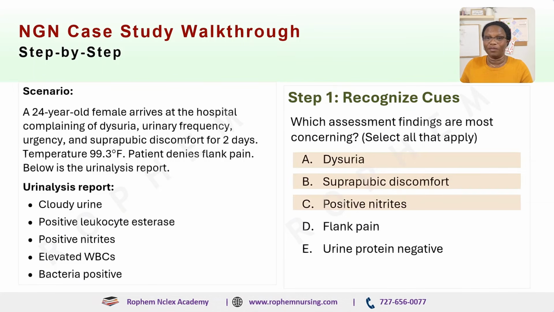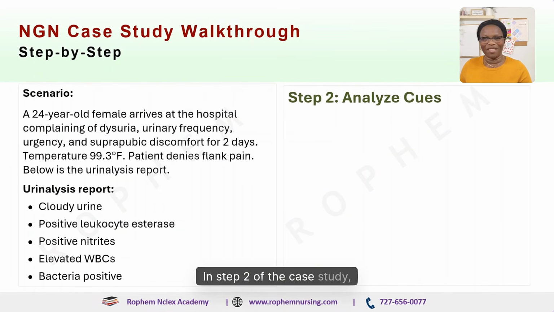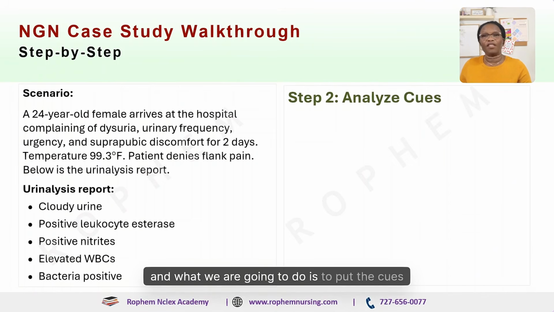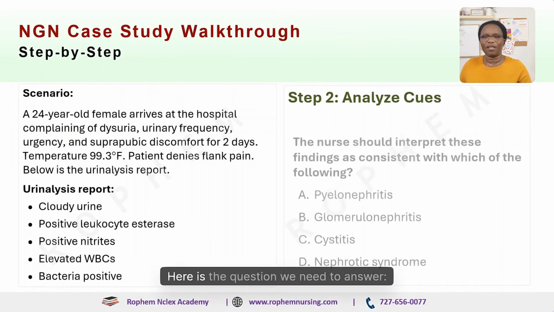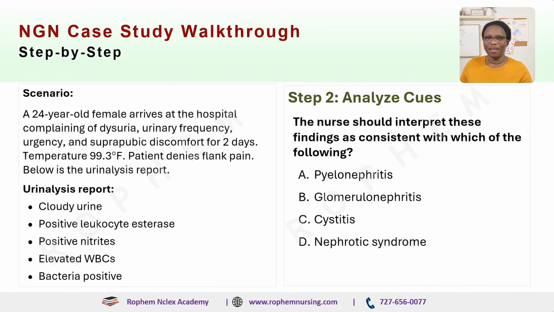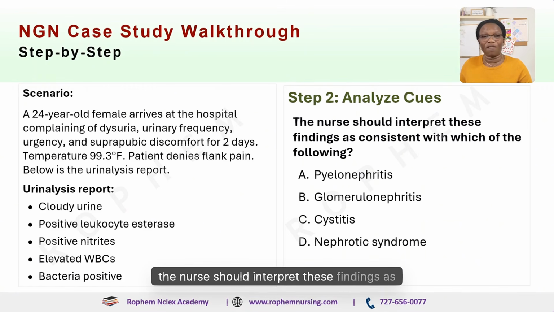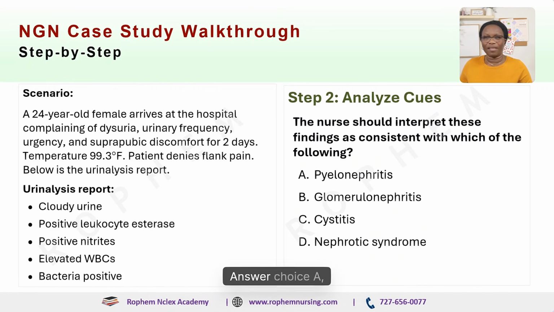That's a good thing. In step 2 of the case study, we will analyze cues. And what we are going to do is to put the cues together. Here is the question we need to answer. The nurse should interpret these findings as consistent with which of the following? Answer choice A, pyelonephritis. B, glomerulonephritis. C, cystitis. And D, nephrotic syndrome. Which of them will you select?